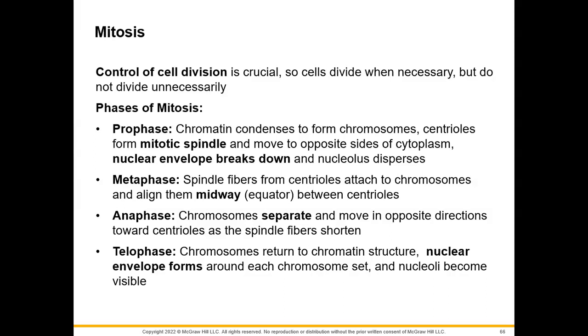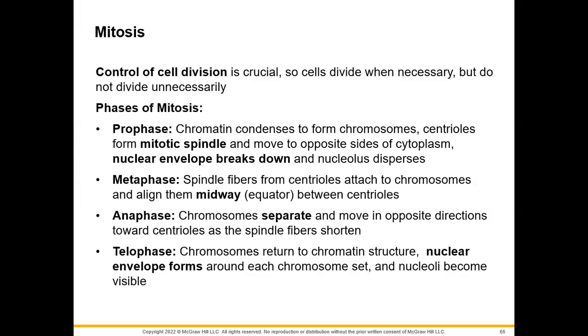The phases of mitosis are prophase, where chromatin condenses to form chromosomes. Centrioles form the mitotic spindle, and the centrioles move to the opposite sides of the cytoplasm. The nuclear envelope breaks down so that the chromosomes are just exposed in the cytoplasm, and the nucleolus disperses. During metaphase, mitotic spindles from the centrioles attach to the chromosomes and align them along the equator between the centrioles. So in metaphase, the chromosomes are lined up in the middle, M for middle.